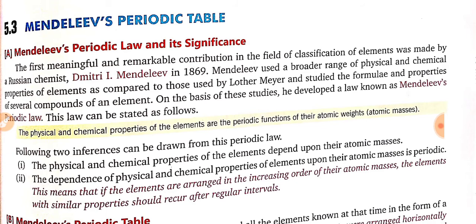The first meaningful and remarkable contribution in the field of classification of elements was made by a Russian chemist, Dmitry I. Mendeleev, in 1869. Mendeleev used a broader range of physical and chemical properties of elements as compared to those used by Lothar Meyer, and studied the formula and properties of several compounds of an element. On the basis of these studies, he developed a law known as Mendeleev's periodic law.